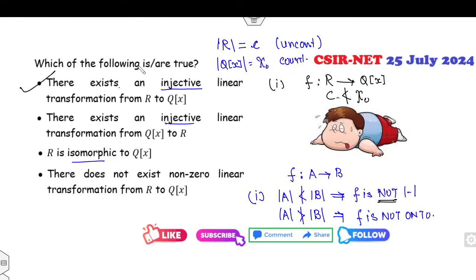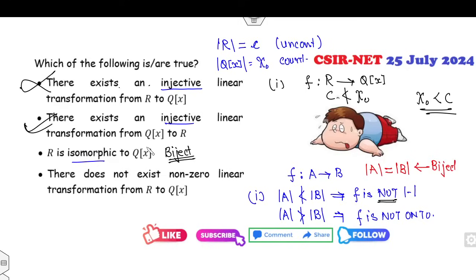So, which of the following is true? This is not true, because it says it's 1-1. Fine. There exists a 1-1 map, that's a converse. So that means yes, it's satisfied. Isomorphic, you can talk about the bijective. When will it be bijective? Whenever the cardinality of A is equal to the cardinality of B, then you can say this is my bijective map. But you can see they are not the same. So that means this option is also cancelled.